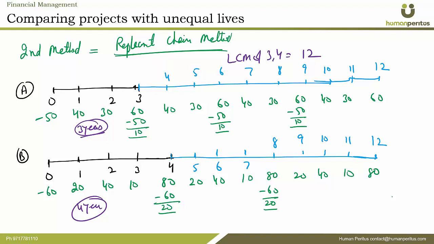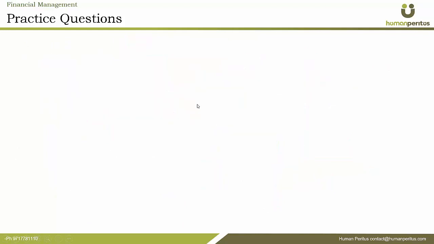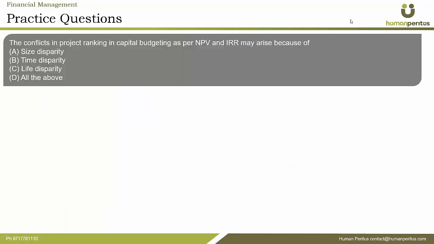So guys, what we did, we understood two methods of comparing projects with unequal lives. Method one was the equivalent annual cost method, or the annuity method, and method two is the replacement chain method. If there is any doubt, please ask me right now. Any doubt till now? Okay, if that is the case, then maybe we can look at a few questions.